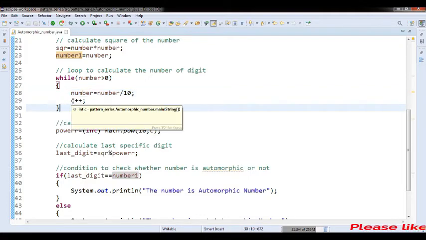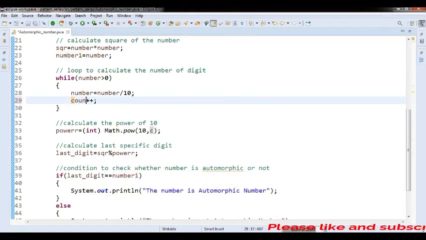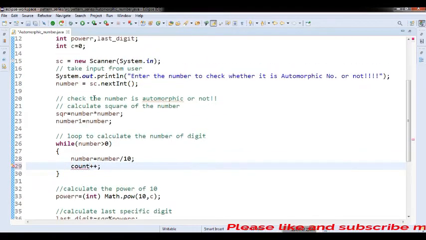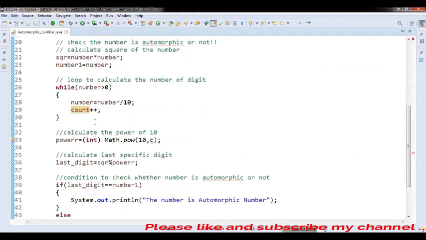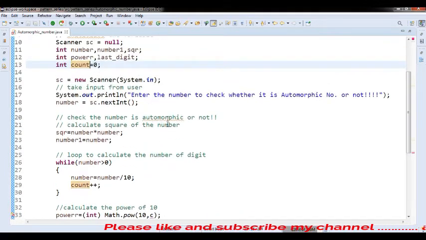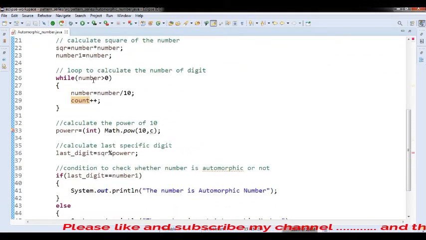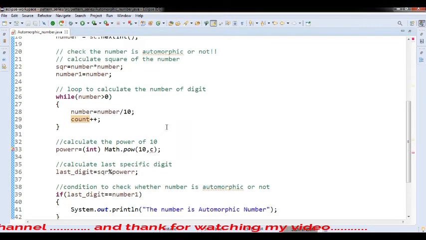And we take count, or c. Here you can also take count to understand it in a better manner. So here we take count, and the initial value of count is 0. In the loop, the number of times the loop iterates, the count value increases, and finally we get the number of digits in the number with the help of count or flag.